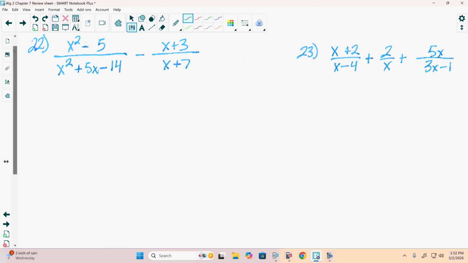We're going to look at 22. There's not going to be one with 3 terms, not because it's any harder than the 2 terms. It's just more time consuming. Now, 22.